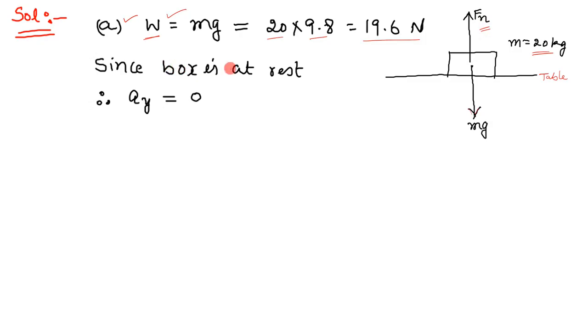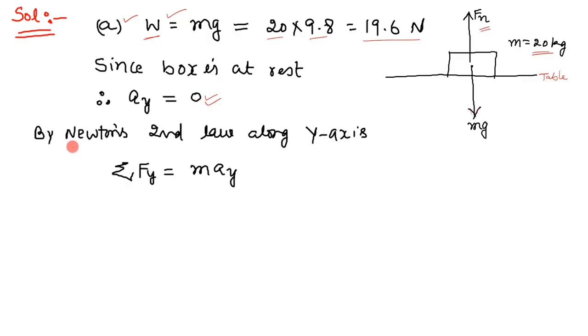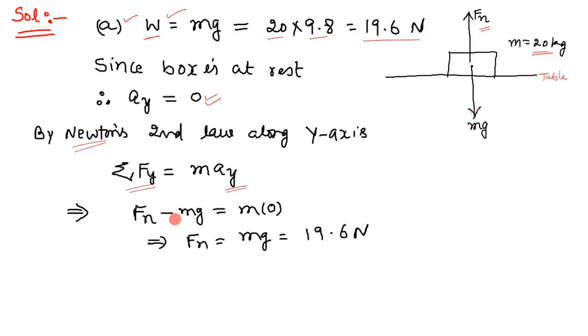Since the block is at rest, there is no acceleration along the y-axis. So if we apply Newton's second law, the sum of all forces along the y-axis will be equal to mass times acceleration along the y-axis. If we insert values, you can see that Fn is toward the plus y-axis and mg is vertically downward, so it is acting toward the minus y-axis. So using this convention, Fn is written as positive and mg is written as negative.